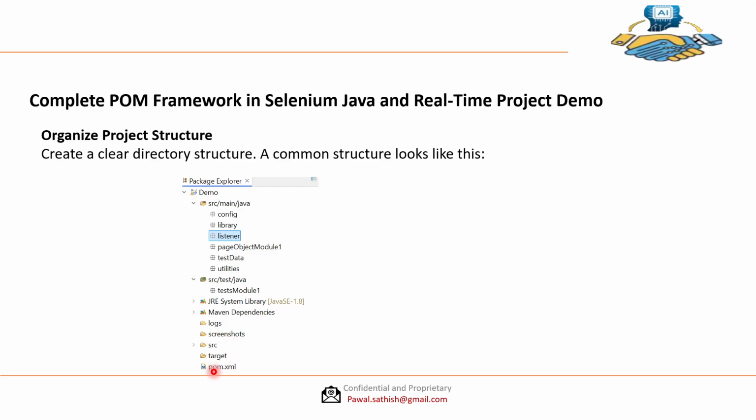And pom.xml is nothing but the dependencies. We add all the dependencies like Selenium and the test engine. If we are using XLS files, then the Apache POI libraries are also added under pom.xml. So this is the overall directory structure, and in the next session we'll perform one quick test case using the POM framework. If you have any questions or queries, please let me know. Thank you.